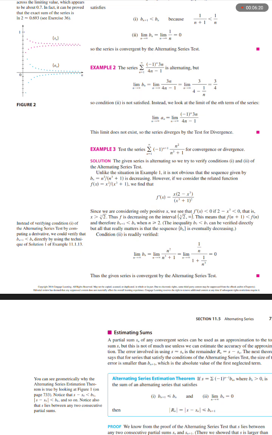Sidebar. Instead of verifying condition 1 of the alternating series test by computing a derivative, we could verify that b sub n plus 1 is less than b sub n directly by using the technique of solution 1 in example 11.1.13.